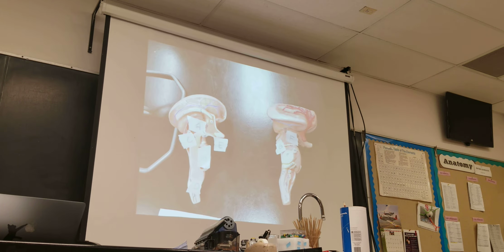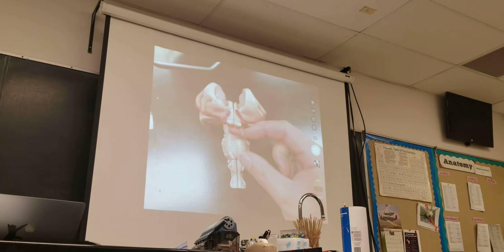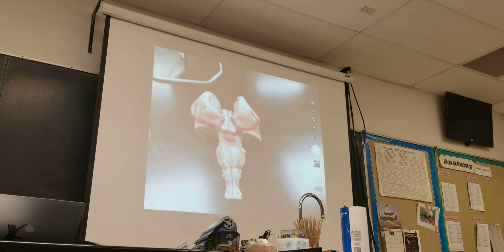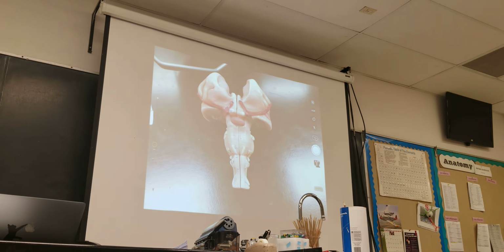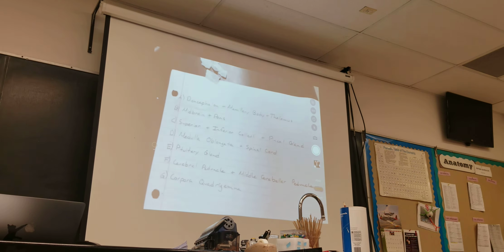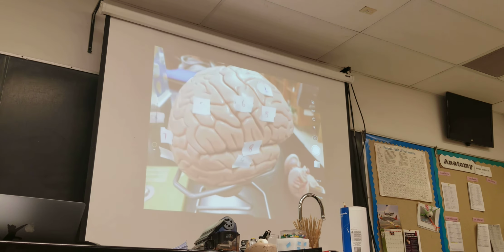Okay, so we will have looking like this. Okay, no, that was the pons. So medulla oblongata and pons and cerebellar peduncles. Okay, and we have a lot of stuff on the brain. Okay, so like that.